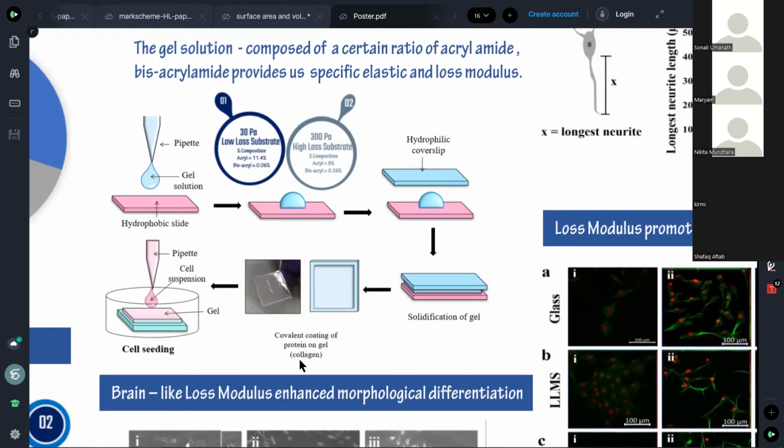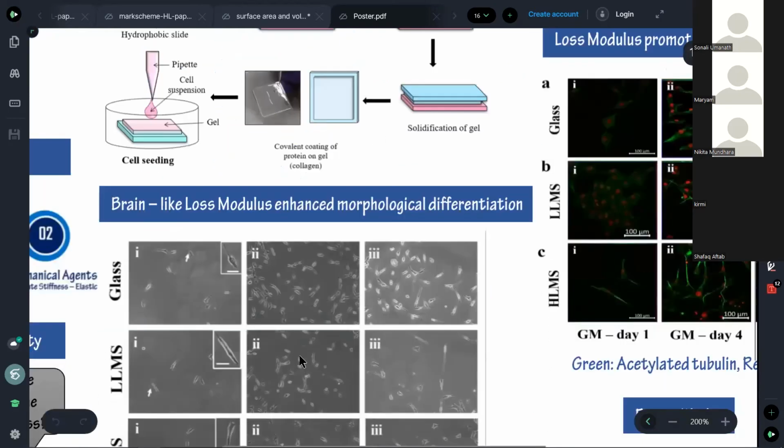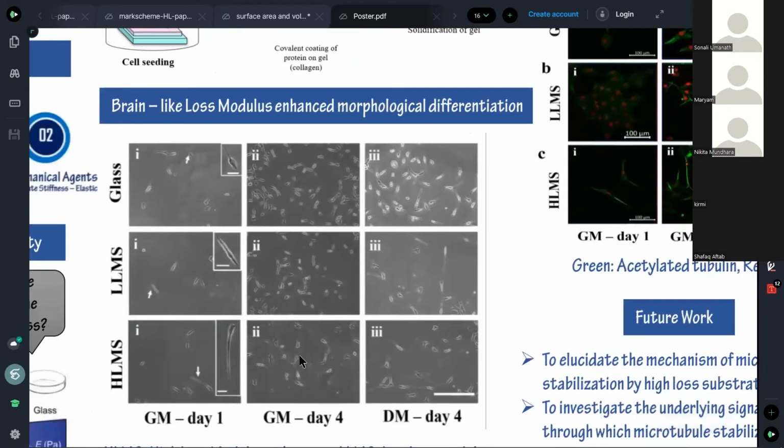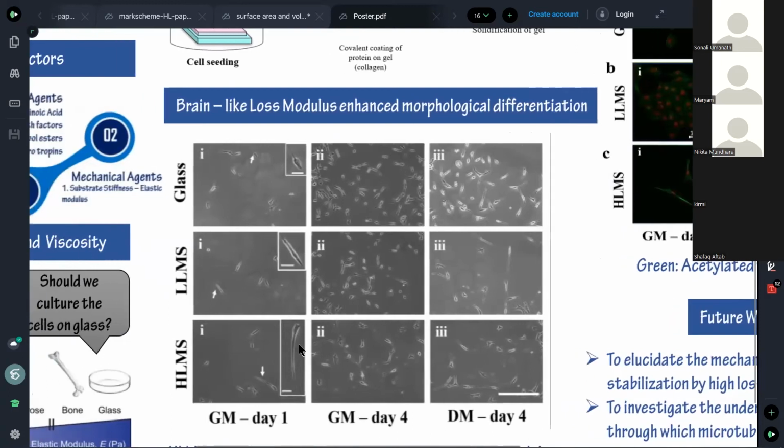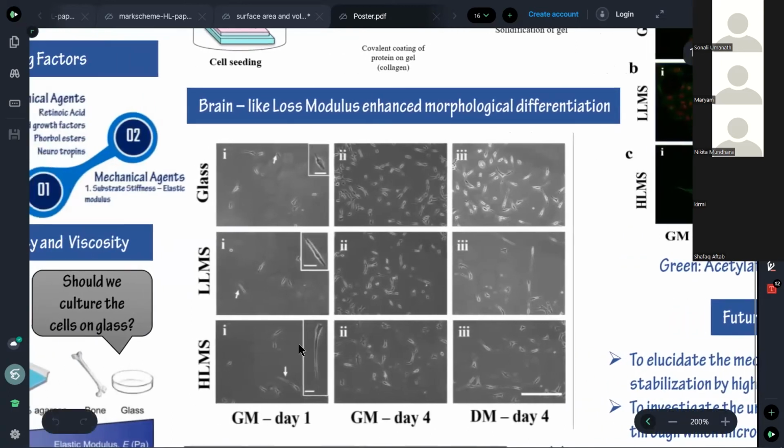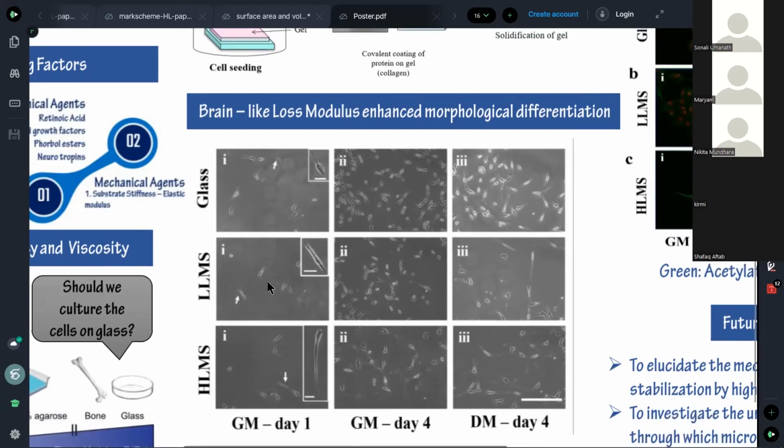So in this way, you can have a glass control, and in our work, we took low loss modulus and high loss modulus. It was taken such that the high loss modulus had the viscous and the elastic properties similar to the brain, and the low loss modulus, which I'm representing as LLMS here, has a modulus which is pretty lower than the brain one, right?